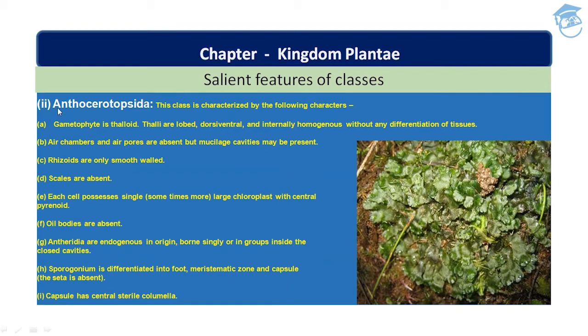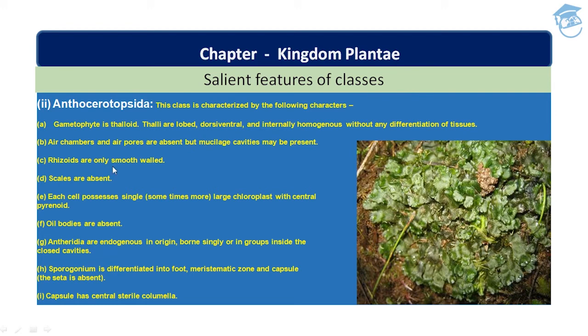Then comes another class, and that is Anthocerotopsida. I repeat, Anthocerotopsida. This class is characterized by the following characters. The gametophyte is thalloid. Thalli are lobed and dorsiventral. They are internally homogeneous without any differentiation of tissue. Air chambers and air pores are completely absent, but mucilage cavities may be present.